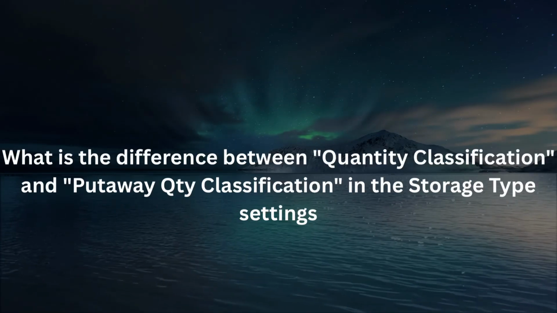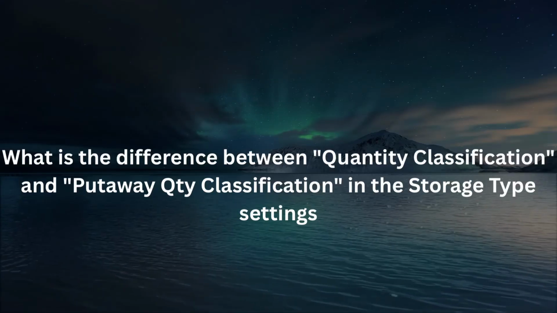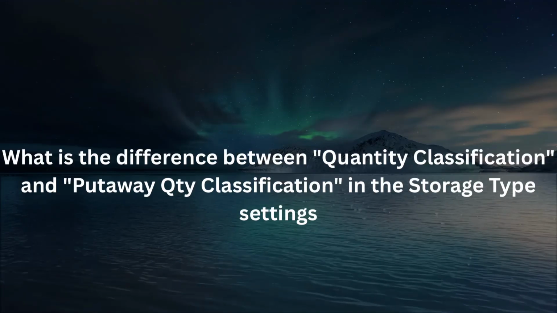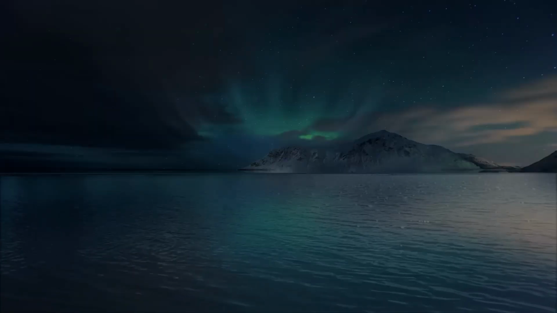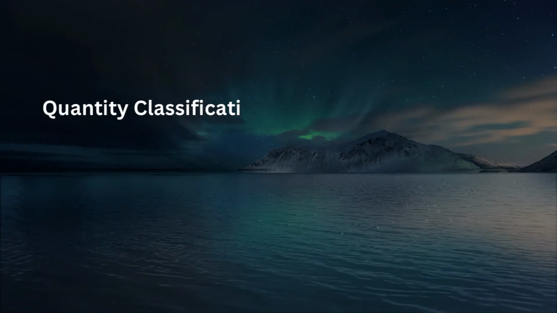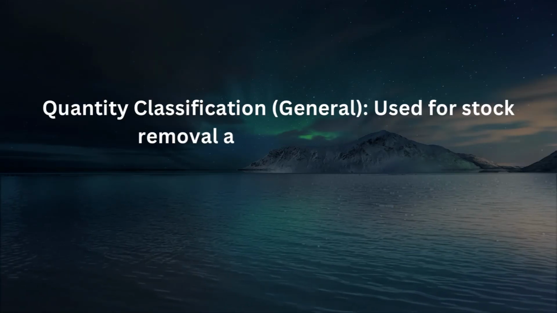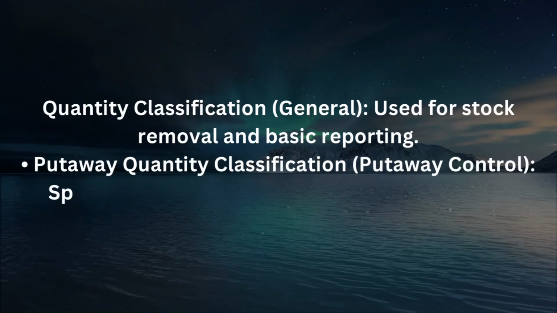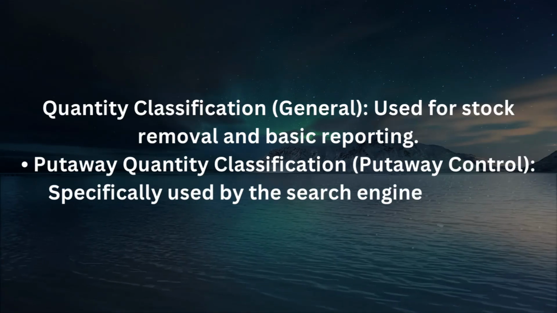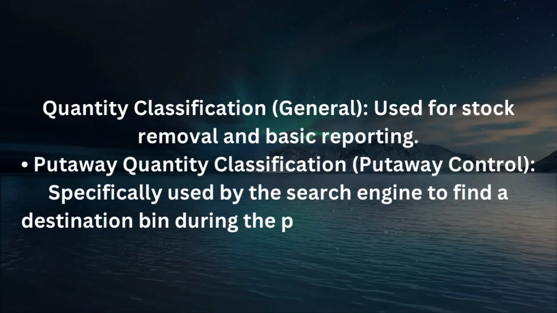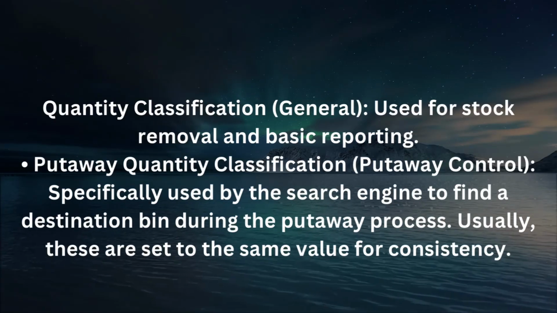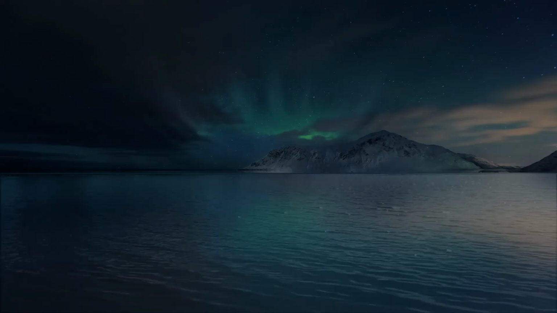Here we go with the next question. What is the difference between quantity classification and put-away quantity classification in the storage type settings? Here we go with the answer. Quantity classification, general, is used for stock removal and basic reporting. Put-away quantity classification, put-away control, is specifically used by the search engine to find a destination bin during the put-away process. Usually, these are set to the same value for consistency.